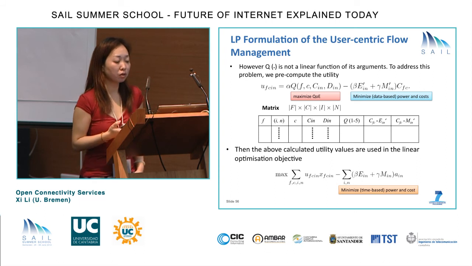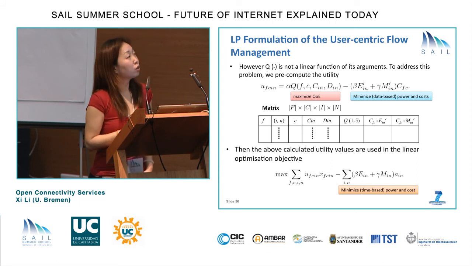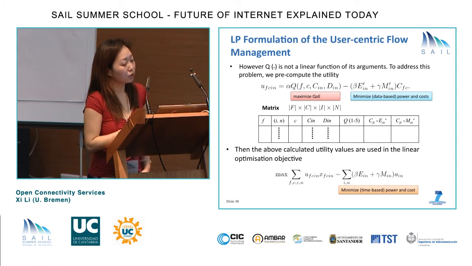So how do we address this problem? We propose in this case that we define another variable, called UFCIN, which calculates the utility of maximizing the QoE and minimizing the power and cost related only to the capacity. And this will be pre-computed.